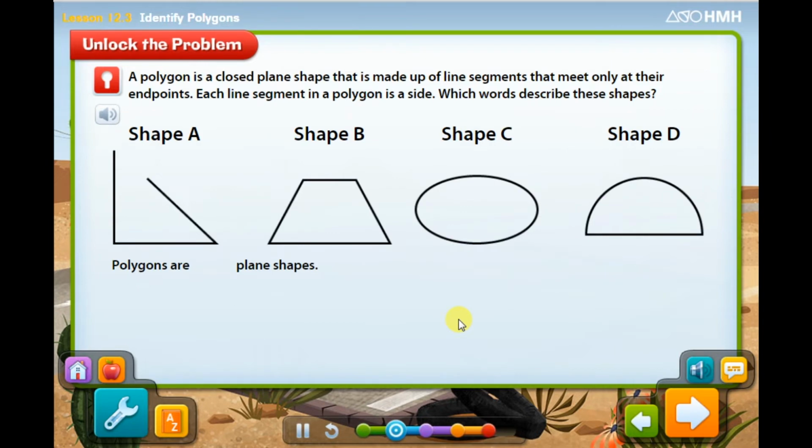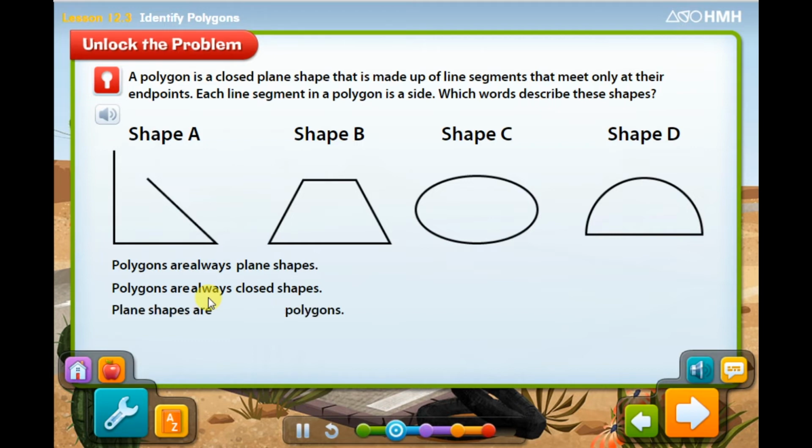You can use what you have learned to classify polygons. Are polygons sometimes, always, or never plane shapes? Polygons should always be plane shapes. All polygons are plane shapes, so polygons are always plane shapes. Are polygons sometimes, always, or never closed shapes? They must be closed shapes, not just should. All polygons are closed shapes, so polygons are always closed shapes.